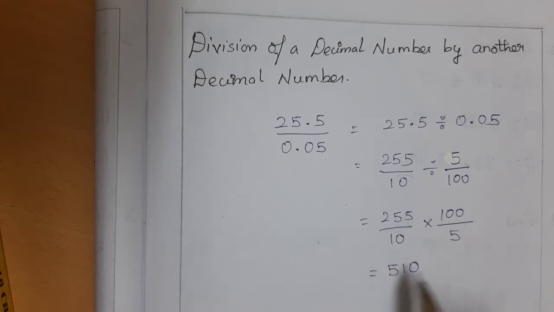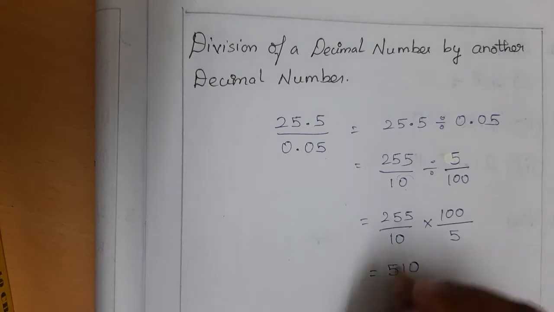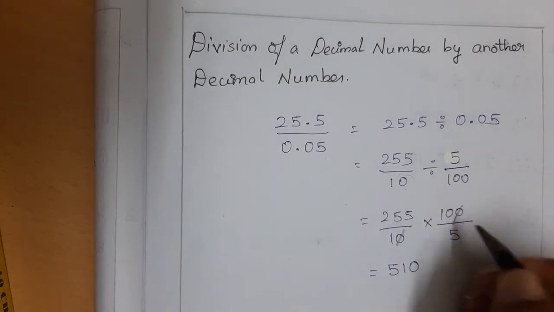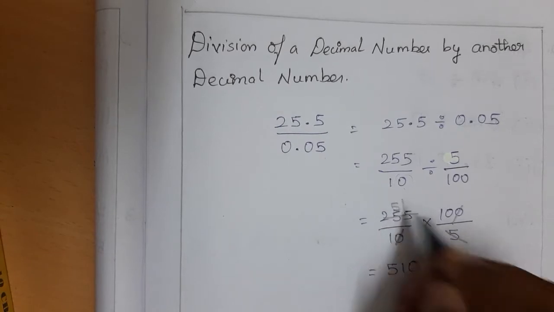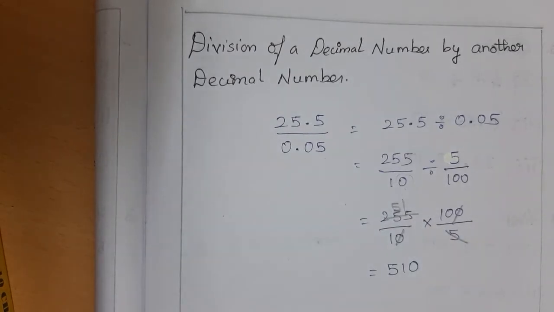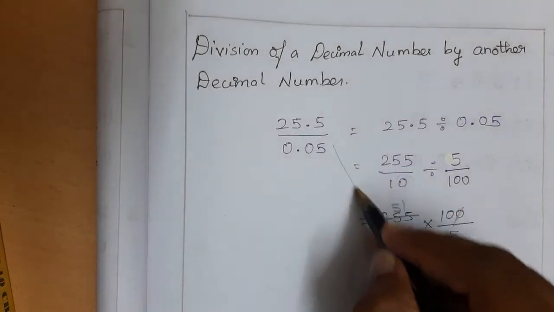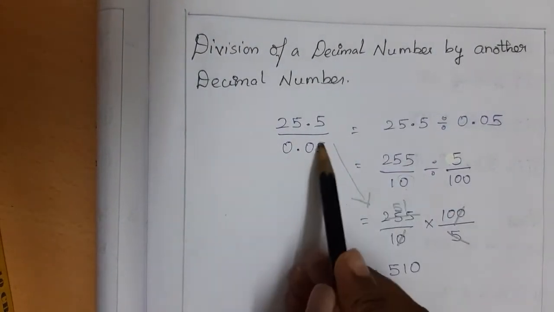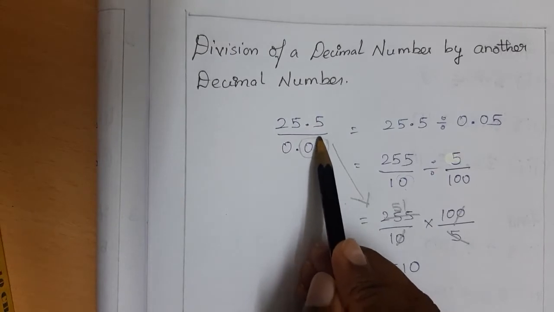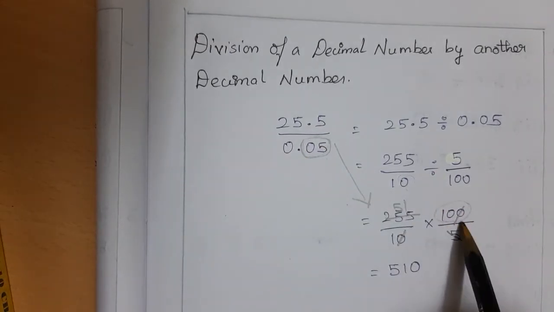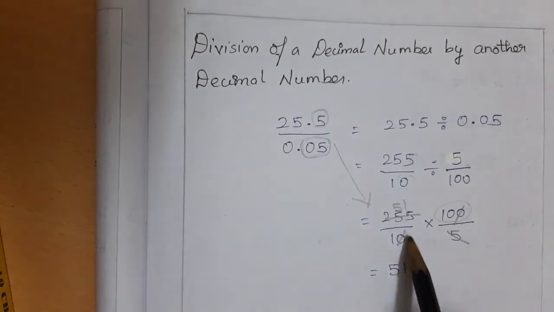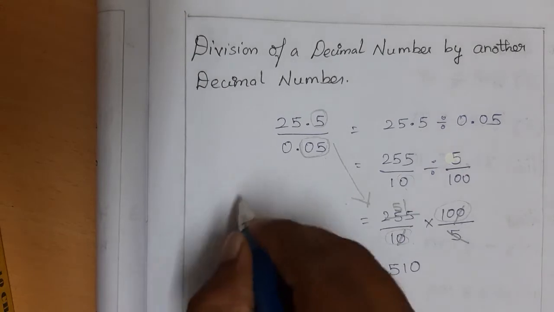We multiply and simplify, the zeros get cancelled, and 5 times 51 is 255, right? But it takes a little long. We can go directly to the step by observing that here there are 2 decimal places, so in the numerator it is 100. Here there is 1 decimal place, and in the denominator it is 10. If we observe the pattern, we can directly write like this.